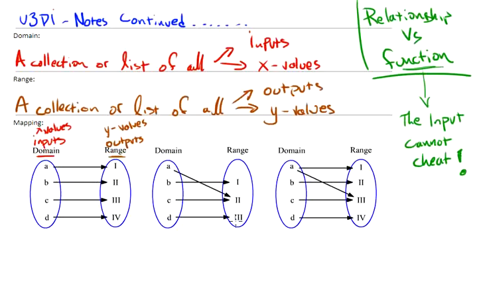Now actually, let's talk about this. Every single one of these maps is in fact a relationship. Every single one of these qualifies as a relationship. This one, since D is connected, C is connected, B is connected, A is connected, everything's connected, so all of them are relationships. What we're going to test is to see if they are a function.